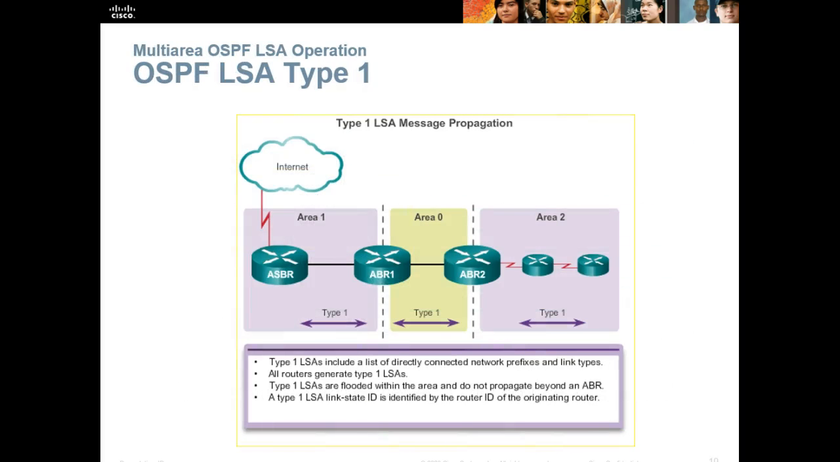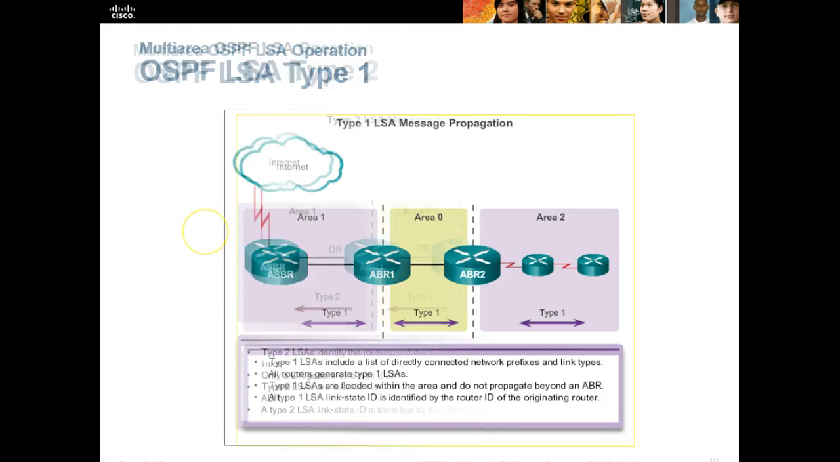So type 1 LSAs are within each area to the routers in that area. All the routers in each area share type 1 LSAs, and that talks about directly connected networks, the ones that belong to them, the ones that you would type in an OSPF table, and link types, all right? So it's telling all the other routers who they are. I've got these networks connected, and these are the types of links I have. All the routers generate type 1 LSAs, and they're flooded within their own area, but not outside that area. The boundary router is going to take care of the other areas.